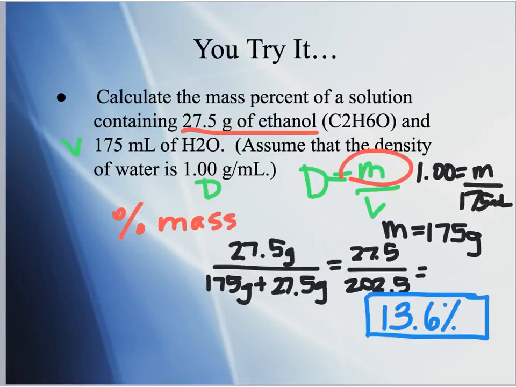All right, so hopefully you got 13.6%. When you plug in the volume and the density into the density equation, you should have gotten a mass of water of 175 grams. When we plug it into the mass percent equation here, we get the grams of the solute, the ethanol, 27.5, divided by the total mass of the whole solution, so the water plus the ethanol, which is 202.5. And then when you take the percentage of that, you should have gotten 13.6%.